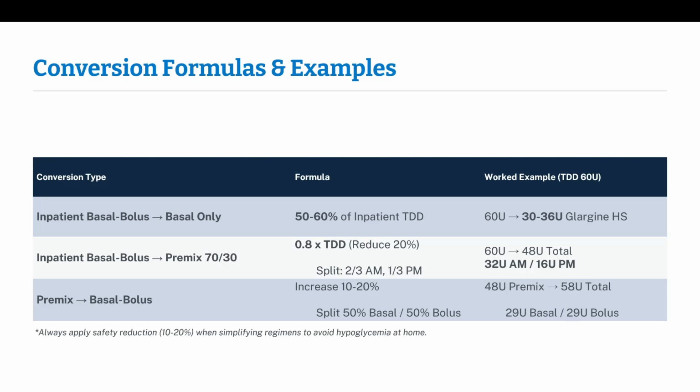And the last one, if the patient is on premix and we are converting to basal bolus, increase it by 10 to 20%. Split 50% as basal and 50% as bolus. For example, if the patient is taking 48 units of premix insulin, then it is 58 units in total that is required if the patient is taking basal and bolus regimen. Use 29 units as basal, 29 units as bolus. Always apply safety reduction of 10 to 20% when simplifying regimens to prevent hypoglycemia at home.